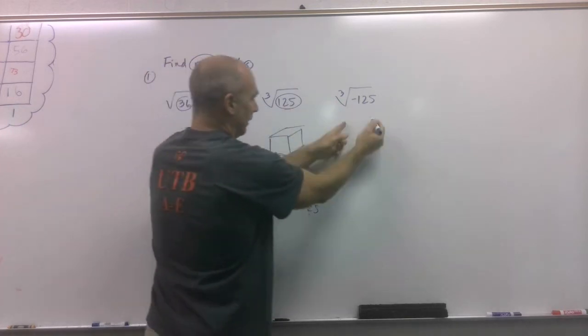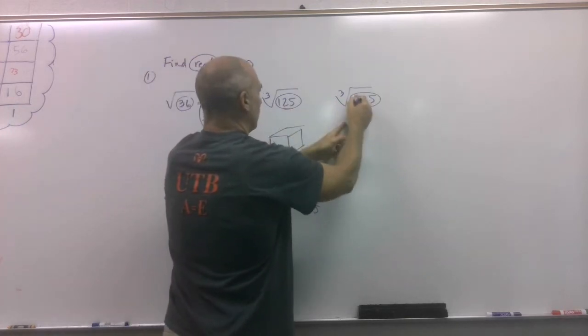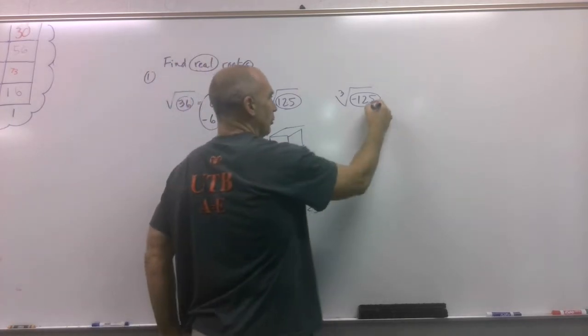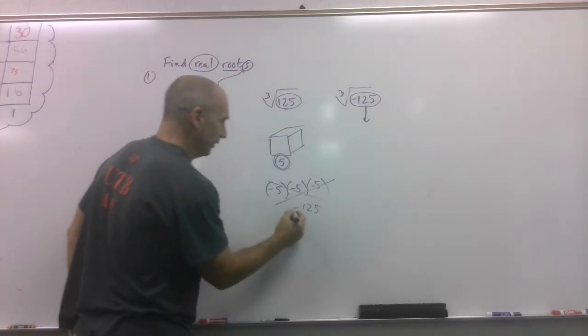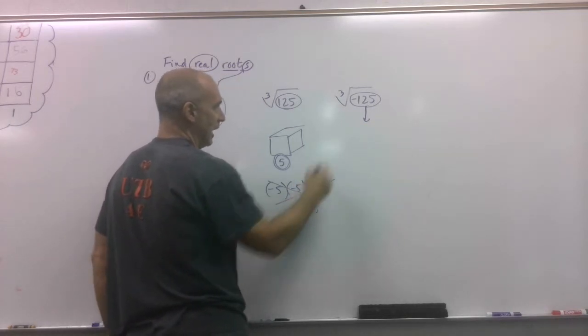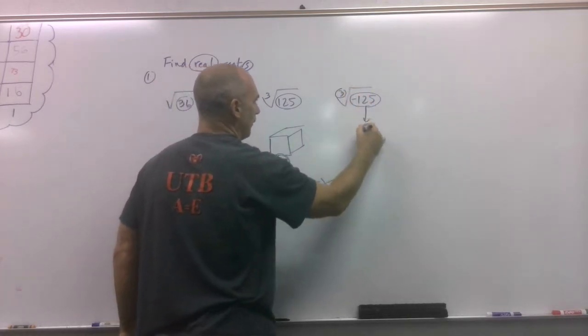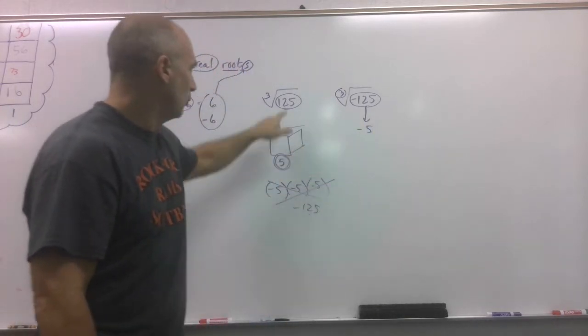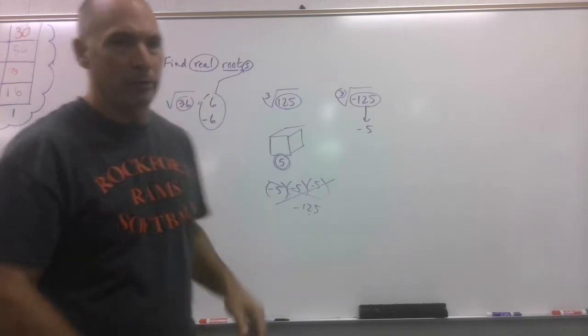Now let's look at this. You can't think in terms of volume here because that's not reality. But numerically, we just solved it right here. So what number times itself 3 times is negative 125? Negative 5. This has 1, this has 1, this has 2. All right.